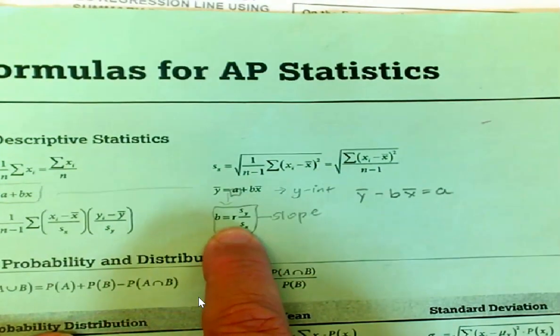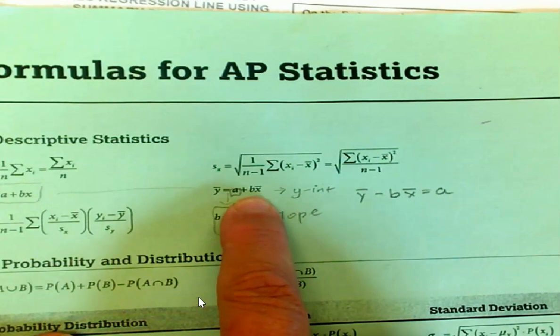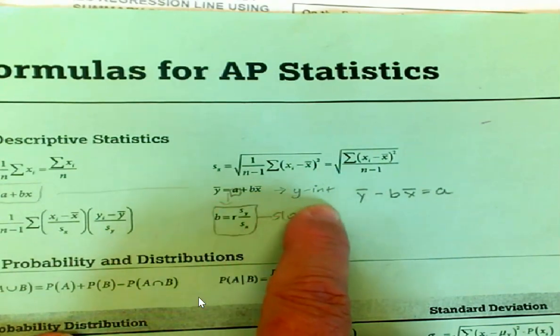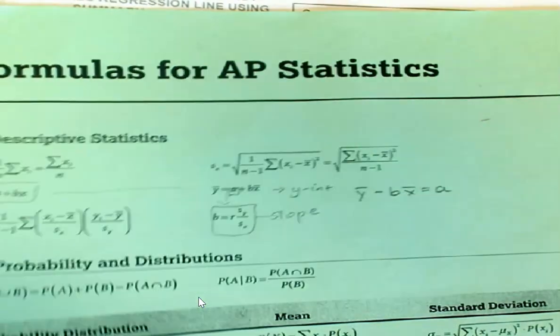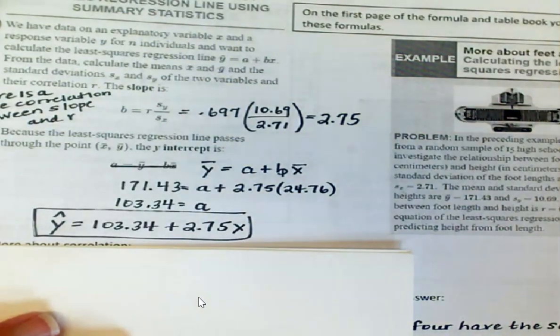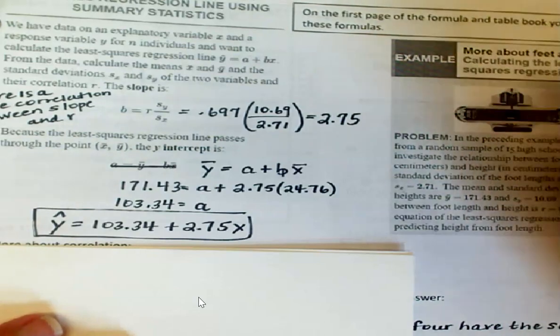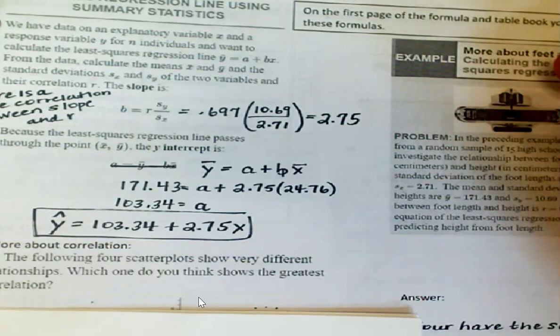Find the slope first, then you're going to sub that in. You're going to know x bar and y bar, and that's going to allow you to find the y-intercept. Once you know those two things, you just write it in the y bar equals a plus bx. So that is how you calculate the least squares regression line using some of those statistics.